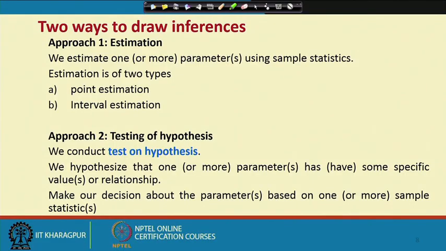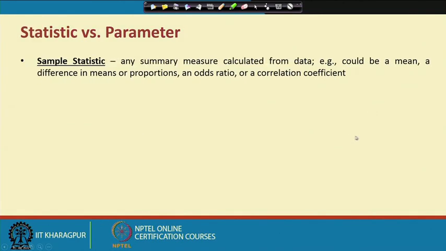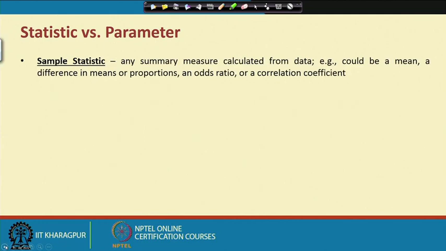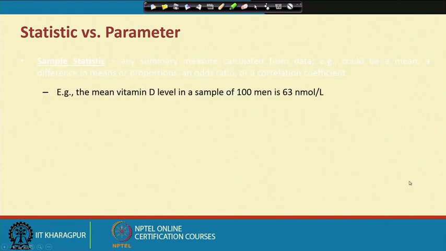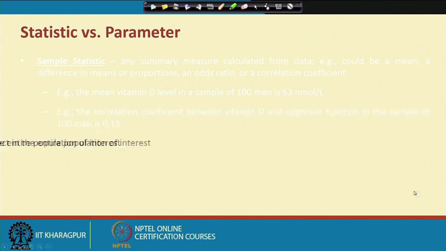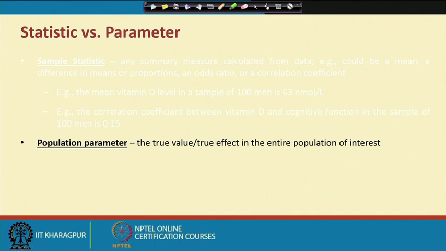So, here the process will be like this: statistic versus parameters. The first one is the sample statistics. It is a kind of summary measure, for example a mean, a difference in means or proportions, an odds ratio, or a correlation coefficient. These are all represented as sample statistics, and this is a slight example of how to calculate them. For instance, the correlation coefficient between vitamin D and cognitive function in a sample of 100 men. It is a sample statistic represented through a particular data structure, and then accordingly we have to calculate it and compare with the population parameter.